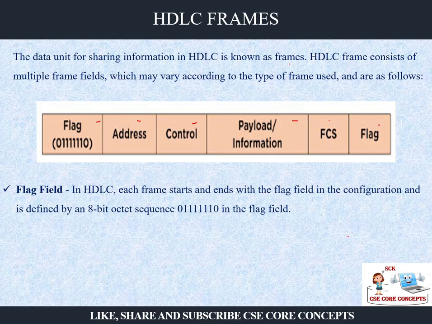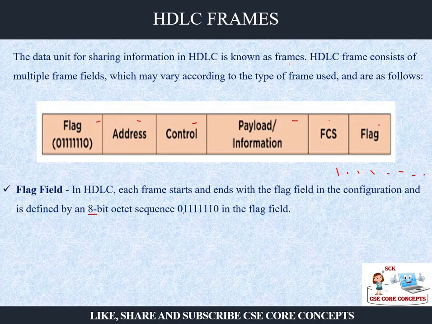So what is the flag field? When your data is traveling, there is a series going on. Series means 1 0 1 1 0 1 0 1. Now the whole series is going on in the communication line. So how will you understand where the starting of one frame is and where the ending of another frame is? To understand the starting and ending of each frame, you need a flag. This flag is nothing but a bit series only. It tells you this is the starting of a frame and this is the ending of a frame. Understood? Every frame has a starting and ending flag, and it is an 8-bit octet sequence.